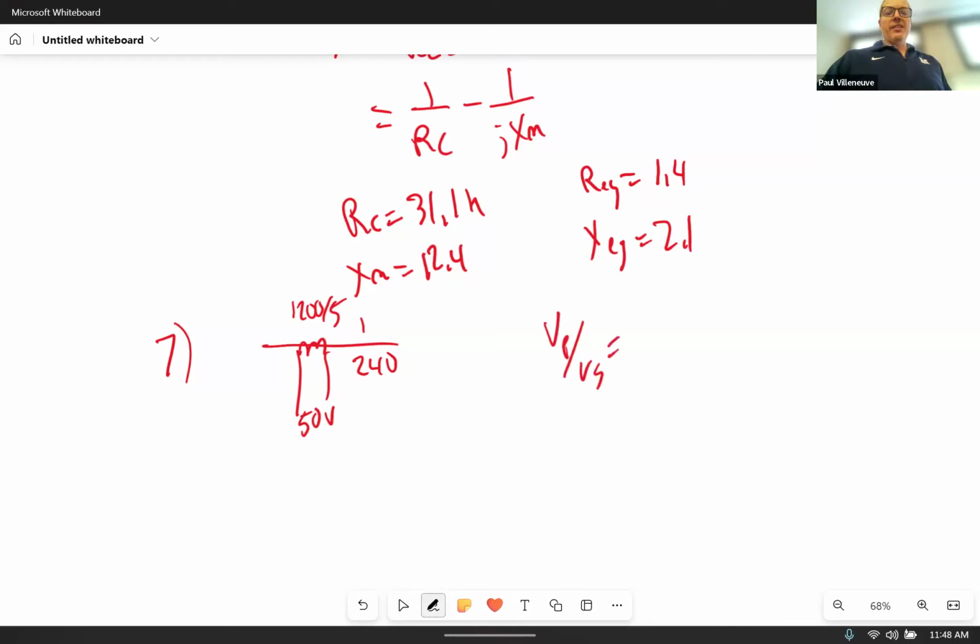VP over VS is equal to 1 over 240. Yes, sir? The CT is rated for 1200 to 5. If the primary winding has one turn, how many secondary turns is it going to have to set the current down by a factor of 5? Oh. Yeah, okay. And actually, it's not 1 over, it's the other way, sorry. 240 to 1.